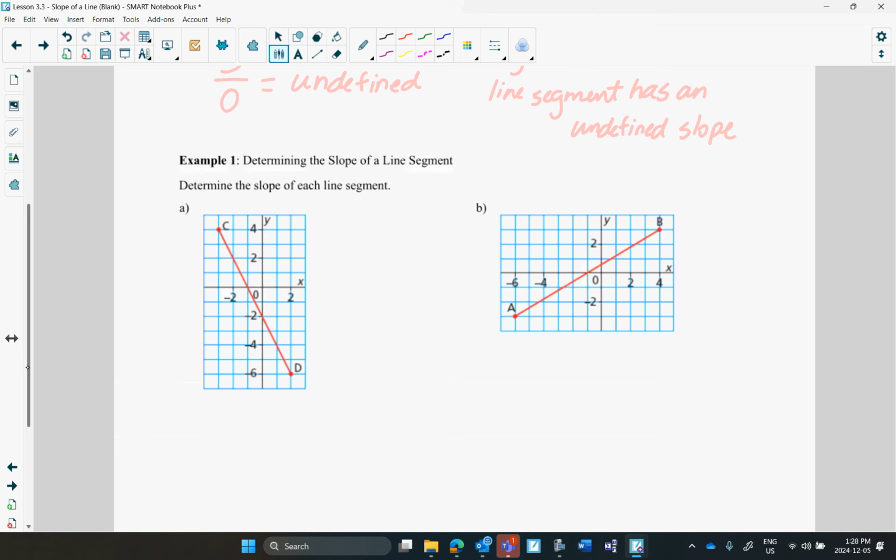What would the slope of each one be? This is where we use rise over run. And it doesn't matter. You can start here, figure out how much you have to rise and run to get to here, or you can start here and figure out how much you have to rise and run to get here. You're going to get the same answer. You have to, because you can't have two different slopes with the same line segment. That's just crazy. See if you could do those two.